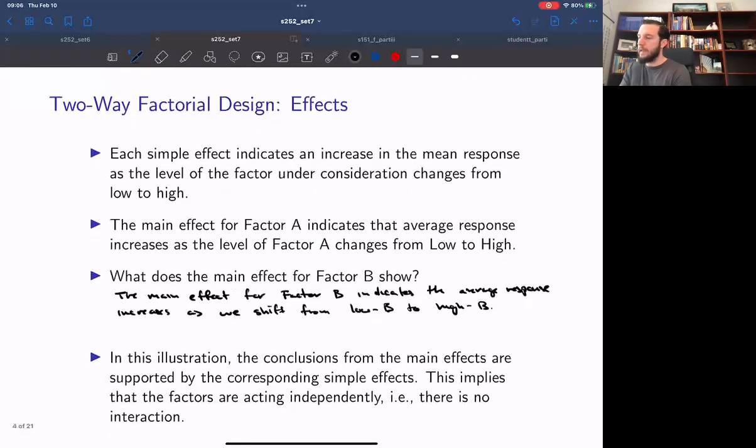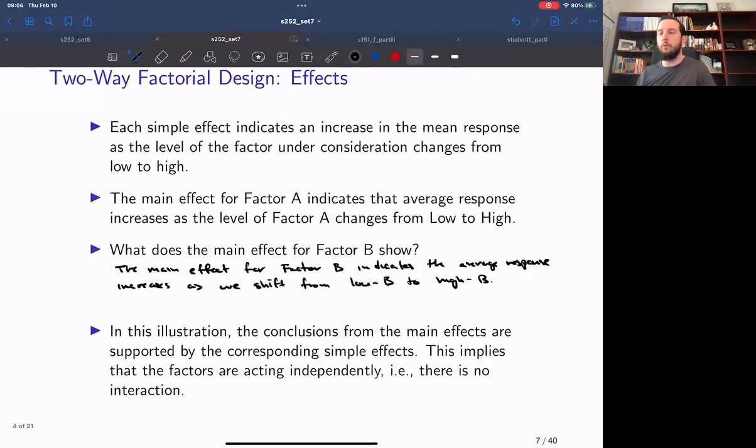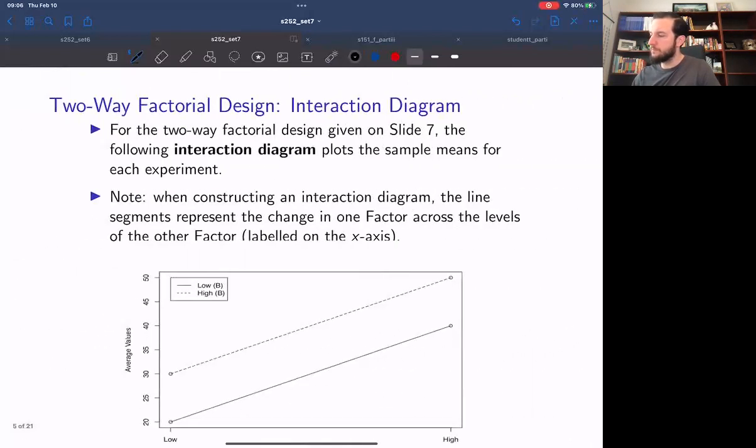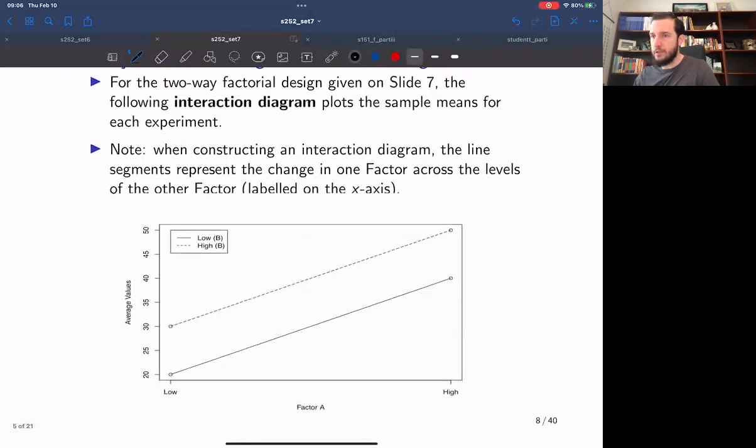Okay, so in this particular system, what we have observed is that as we move from low to high, all of the simple effects go in the positive direction and all of the main effects go in the positive direction as well. So this would be a system where you have no interaction. And this can be represented through the interaction diagram, which is shown on slide 8.